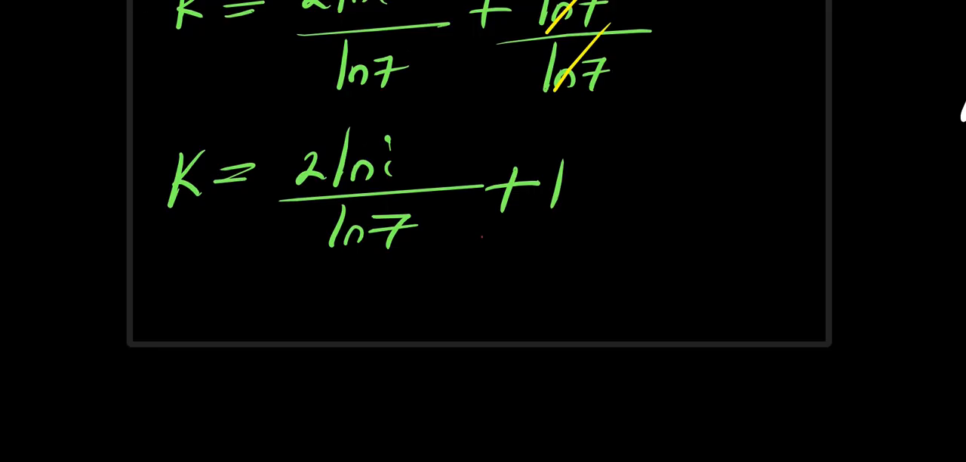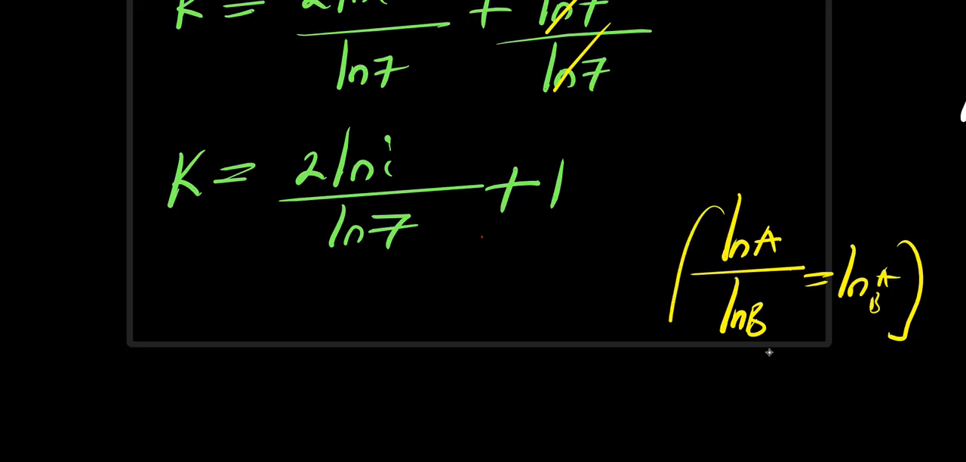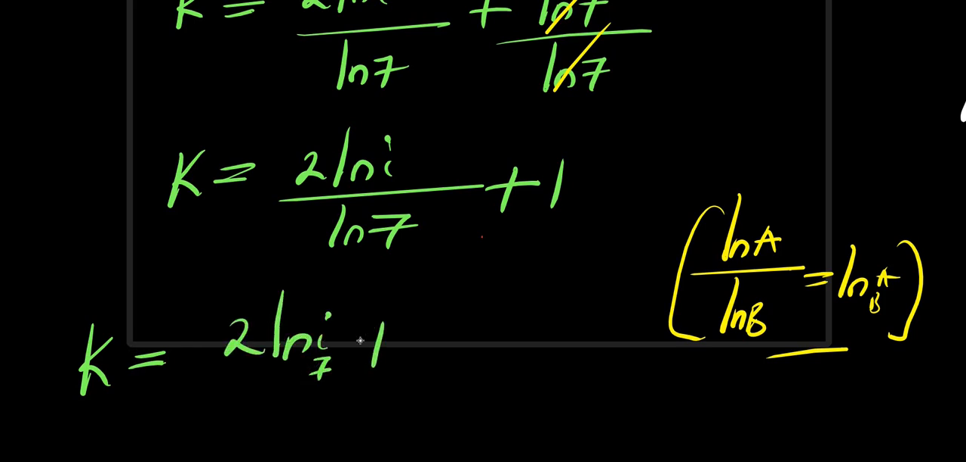So consider this also. If you have natural log A divided by natural log B, it equals natural log A to the base of B. So we apply this right here. That means we are simply going to have k equals 2 times natural log i to the base of 7 plus 1. So this becomes our answer as well.